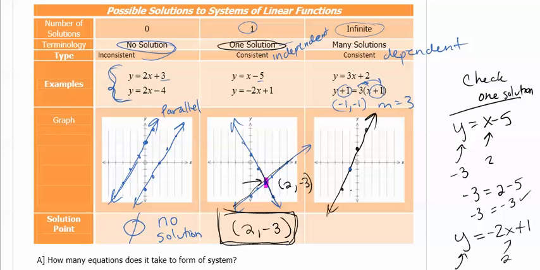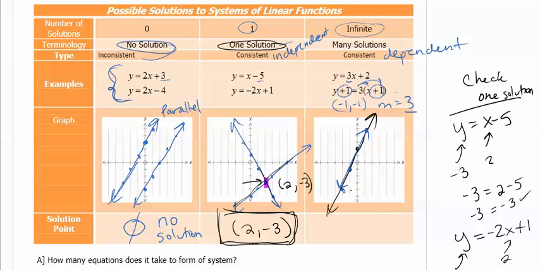Let's find some more points on the line so we can see what it looks like. So I'm going to go up 3, right 1, up 3, right 1, or down 3, left 1. And what do I find? Well, it looks like this line is actually on top of my other line. And it makes sense because they both have a slope of 3.